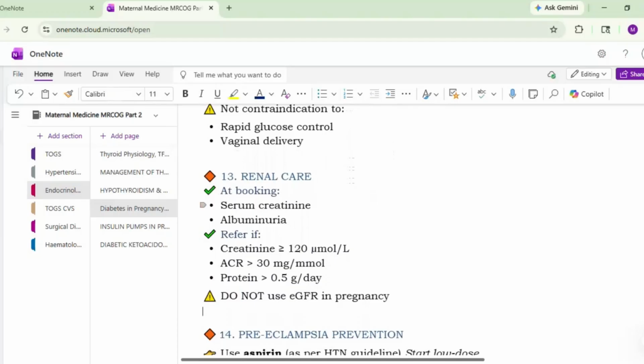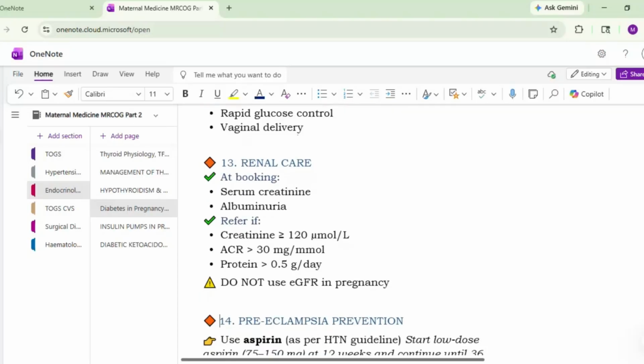Then coming to the renal care. At booking, you will do the serum creatinine. You will also look for albuminuria, and you will refer to the nephrologist if creatinine is more than or equal to 120 micromole per liter, albumin to creatinine ratio is more than 30 milligram per millimole, and proteinuria more than 0.5 gram per day. Preconceptionally, it was an eGFR less than 45. Here they are counting along with creatinine and ACR, the proteinuria is counted here. So do not use eGFR in pregnancy.